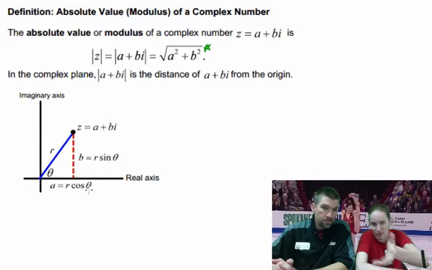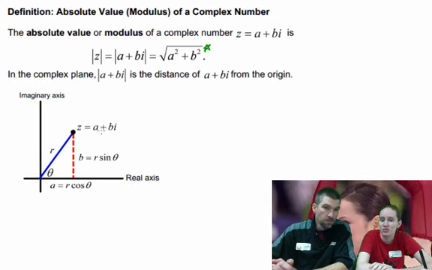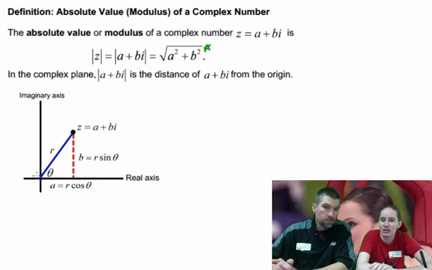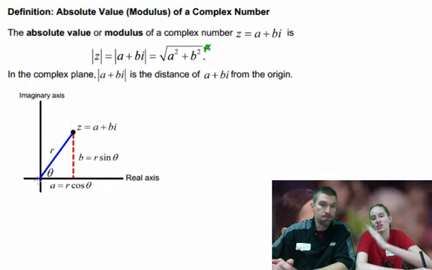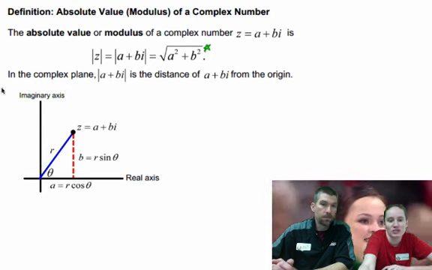And look, we've got this picture. We've got the real axis, imaginary axis. Here's some point a plus bi, and r right here. That's what the modulus is. It's the length of that line to get out to the point. So that's our first definition we want to look at.